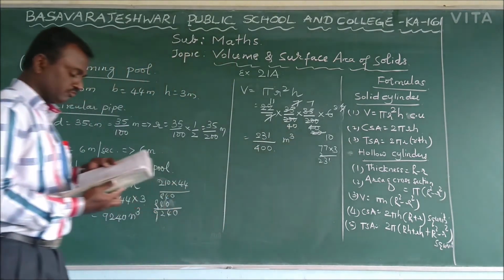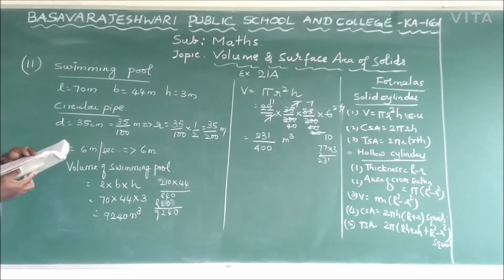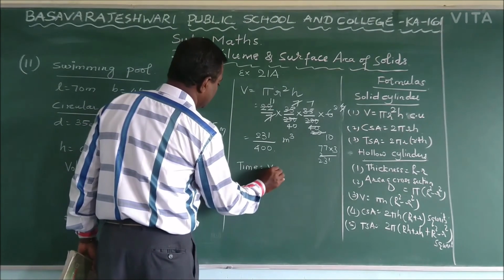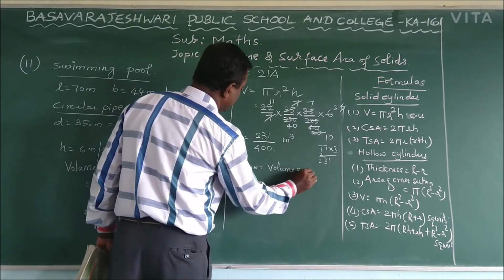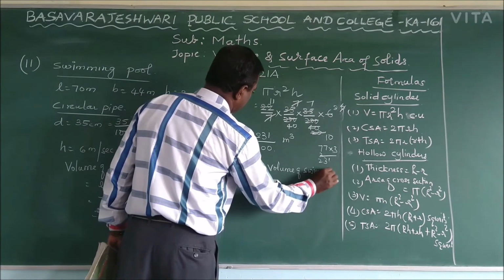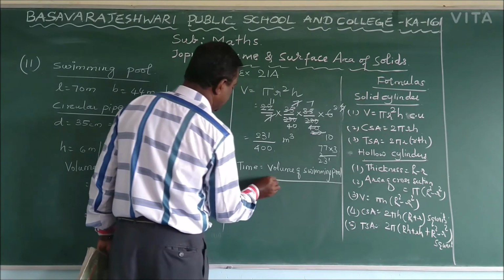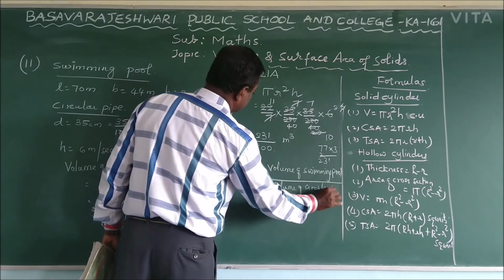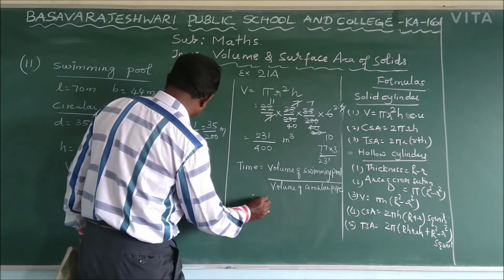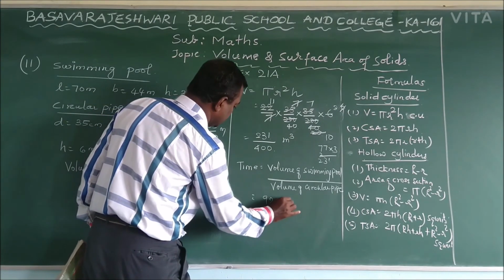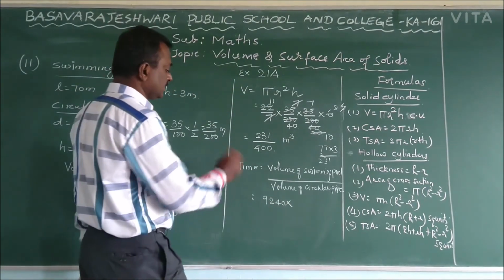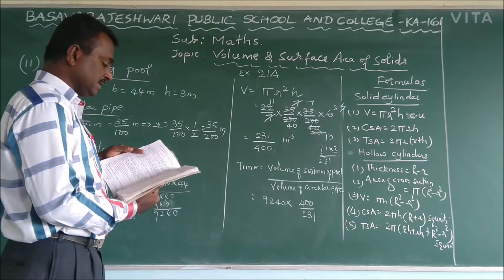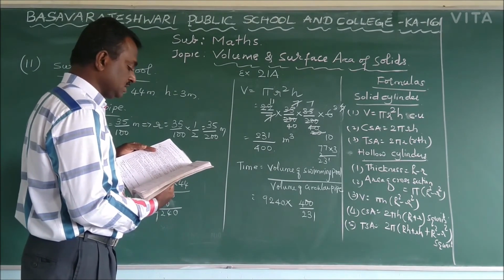Now they are asking us to find out the time. So time is equal to volume of swimming pool by volume of circular pipe. So the volume of swimming pool, how much did we get? 9,240 into, so instead of dividing, I have taken this as 400 by 231. So if you cancel it, you will get 16,000.